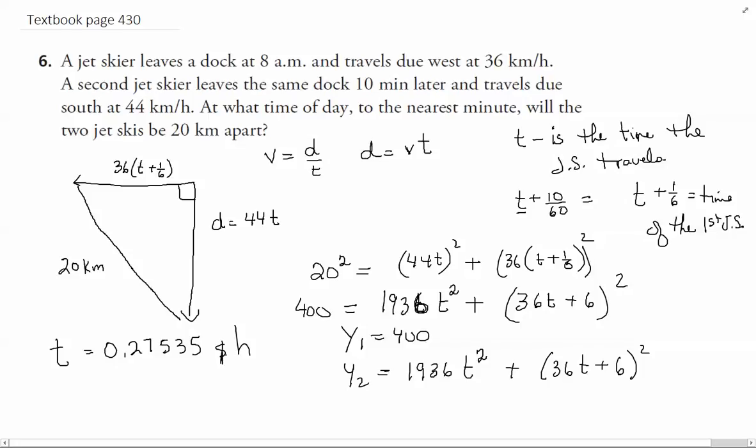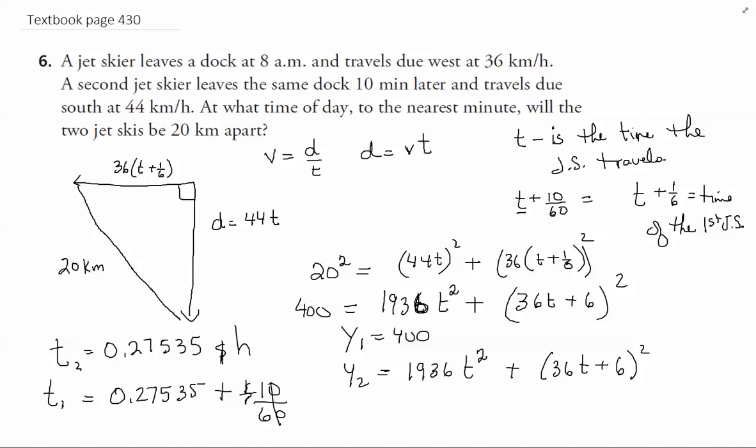And so that's how long the second jet ski travels. Remember, the time for the first jet ski is 0.27535 plus 10 minutes. Well, we have to turn that into hours, so that's 10 out of 60, so 1/6. So let's go over here, and we take 0.27535. Oops, I missed the 2 in front. Plus 1/6.